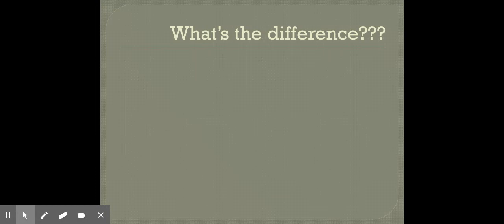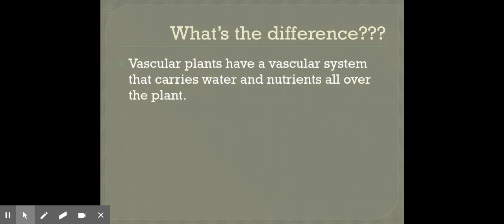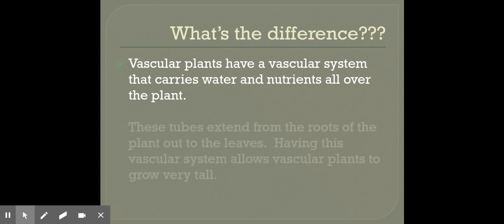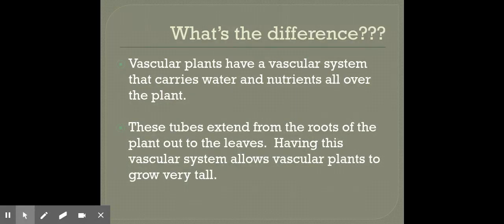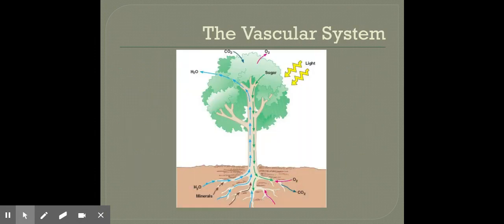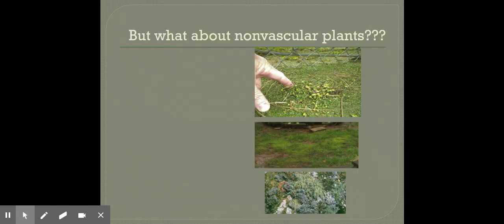What is the difference? Vascular plants have a vascular system that carries water and nutrients all over the plant. These tubes extend from the roots of the plant out to the leaves. Having this vascular system allows vascular plants to grow very tall. The vascular system, you can see it here in this tree. You can see how it goes up. Water and everything can go up, and sugars can go down to the roots.